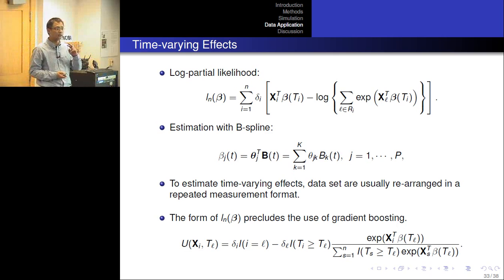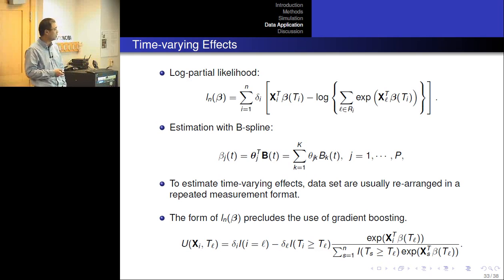The first patient will have the shortest observed time. That patient has only one record. Then the second patient will have two records. One record at his or her own event time. Another record at the previous patient's event time. That's why we keep going. Even 5,000 patients will need a data set with more than 12 million records. That's why even in low-dimensional setting, it's a very difficult problem, not easy to solve.